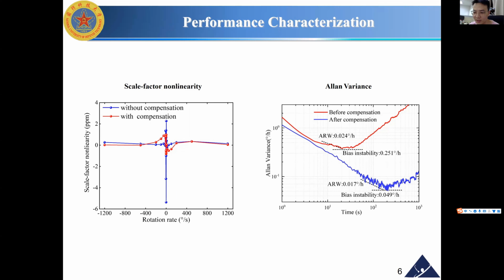HDRG is also tested under room temperature for 1.5 hours with 1 Hz sampling rate. As shown in the figure, the bias instability has decreased by 5 times from 0.251 degree per hour to 0.049 degree per hour. Such an improvement mainly comes from the elimination of the angle drift after the compensation of anisodamping.